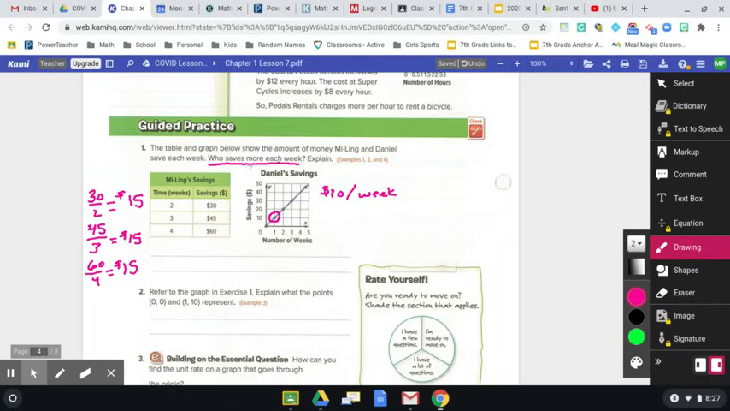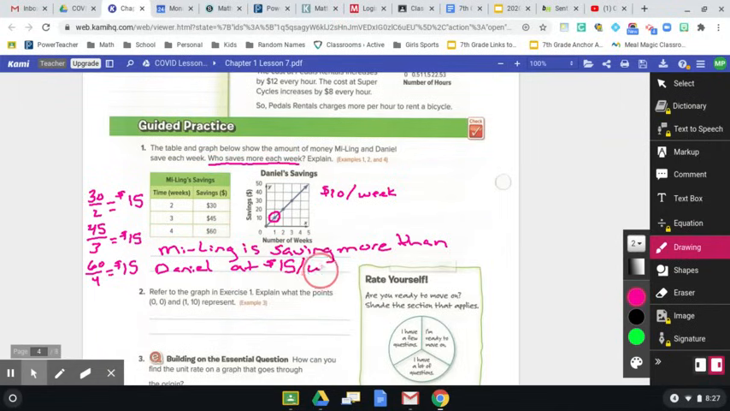Well, who saves more money each week? Well, isn't My Ling saving more money? My Ling is saving more than Daniel at $15 per week.